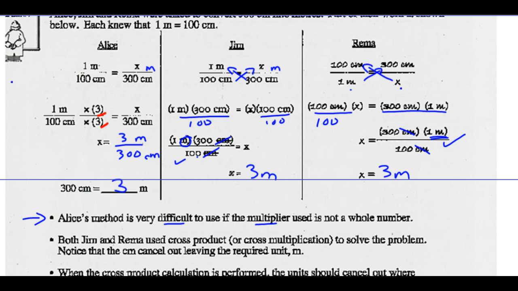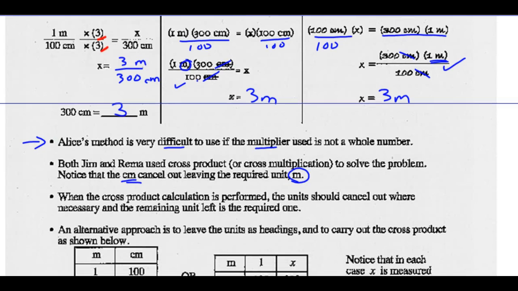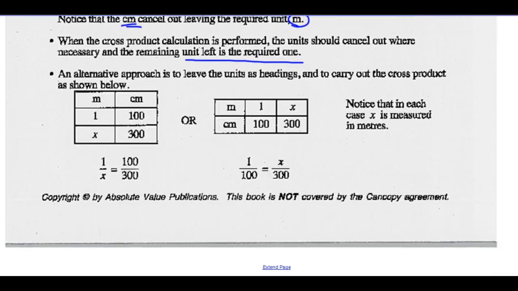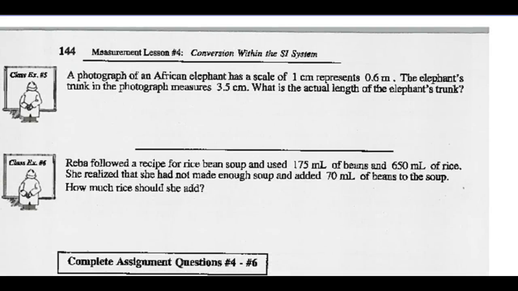All right. So both Jim and Rima use cross-multiplication to solve the problem. Notice the centimeters always cancel out, leaving the only unit as meters. When the cross product calculation is performed, the units should cancel out where necessary, and the remaining unit left is the required unit, the one we're looking for. All right, we won't worry about this alternative approach. We'll try a few examples.